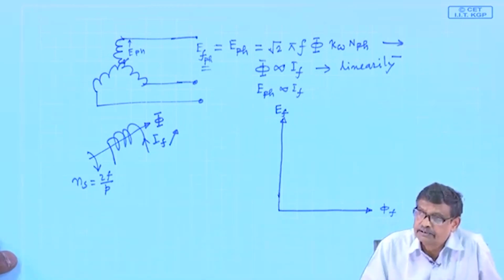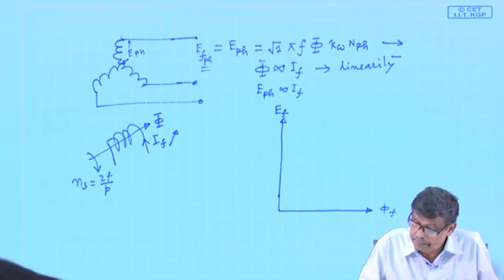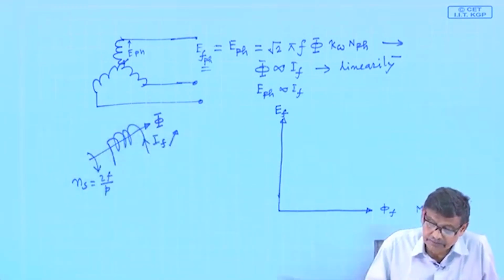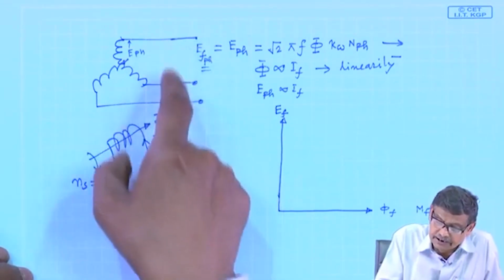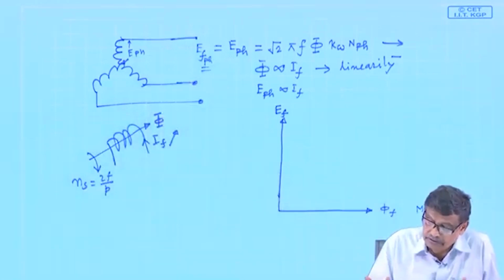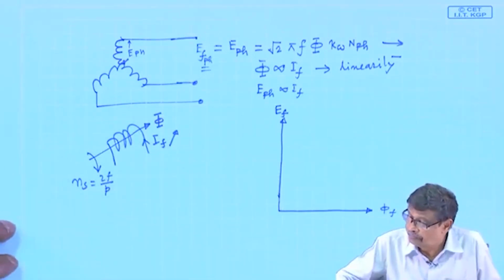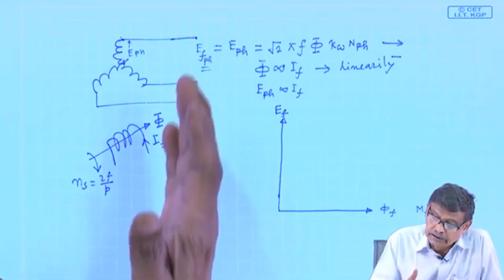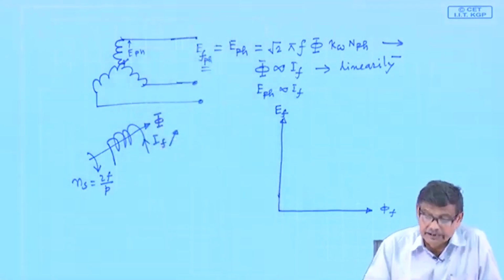Armature MMF is along this direction. Now it is an open circuit phasor diagram. Nothing else happens because there is no scope for any armature current to flow. That's all, here ends the matter. But what I will do now is, we want to study what happens if there are also stator currents.